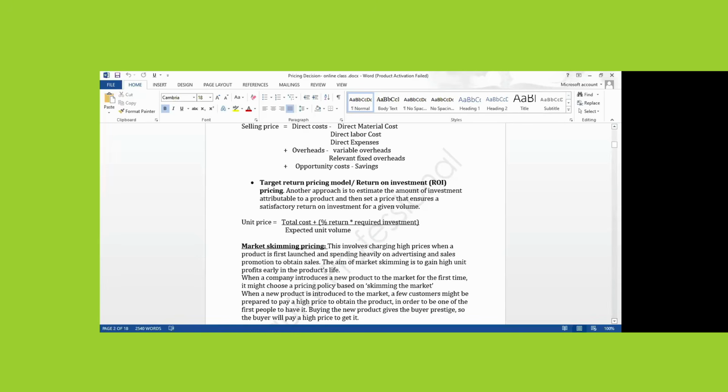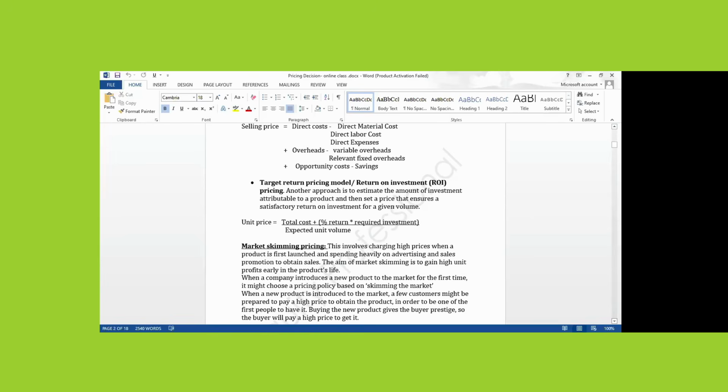Sir, please, I'm lost at where you said certain percentage markup will be added to the what? So the total variable cost. Okay. Thank you. You're welcome.